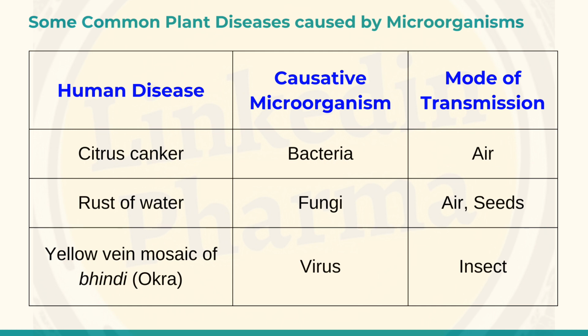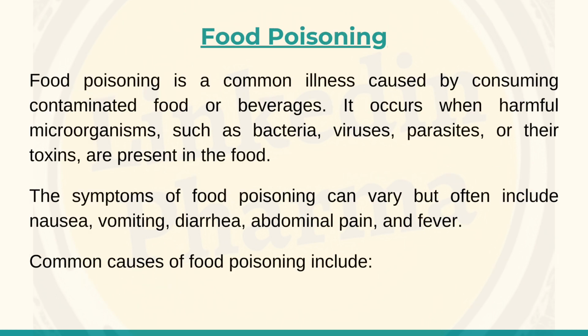Human disease. Causative microorganism. Mode of transmission. Citrus canker: bacteria, air, crust of water. Fungi: air, seeds. Yellow vein mosaic of bhindi, okra: virus, insect. Food poisoning.